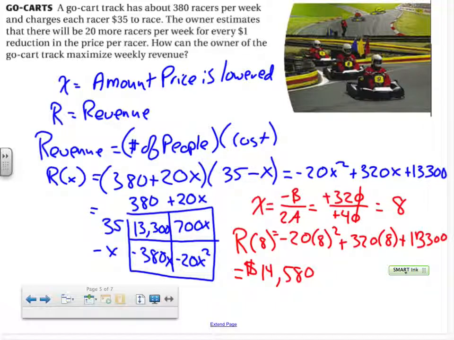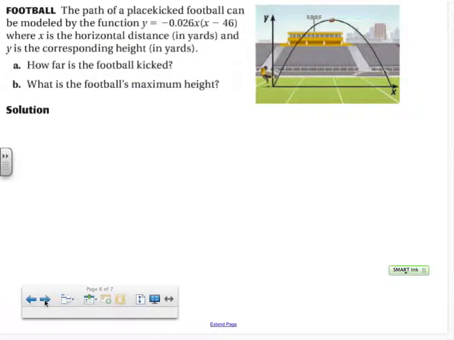All right, let's look at another example. The path of a place-kicked football, in this example, should look familiar to you. It can be modeled by the function y equals negative 0.026x times x minus 46. X is horizontal distance and y is vertical distance, or corresponding height. How far is the football kicked?